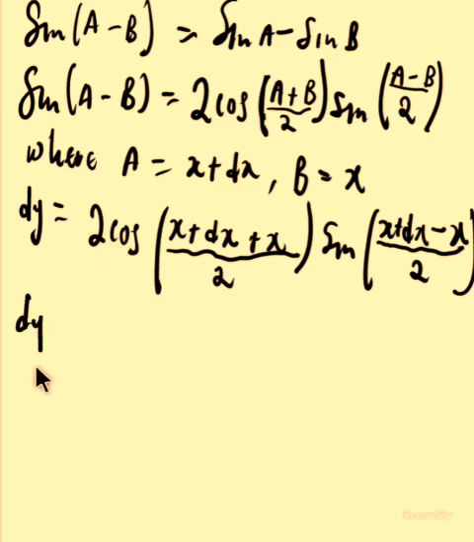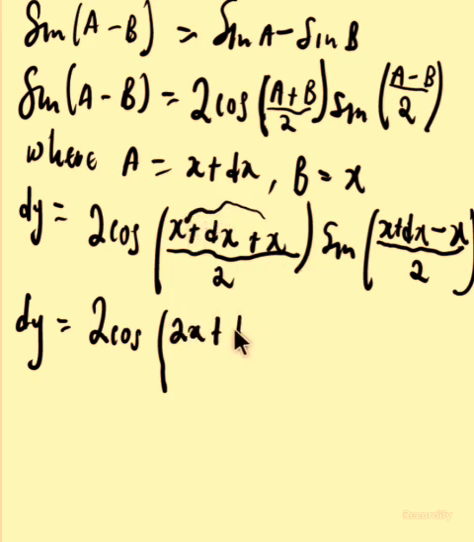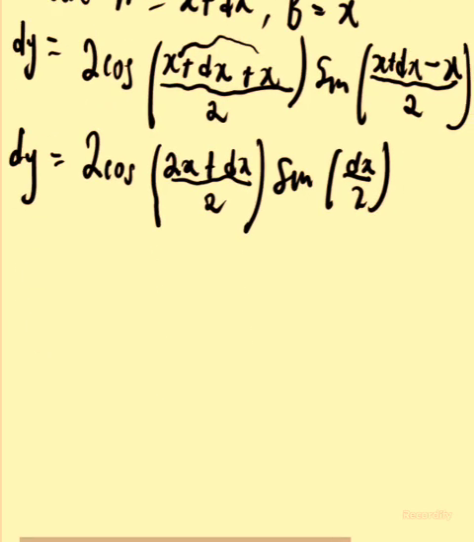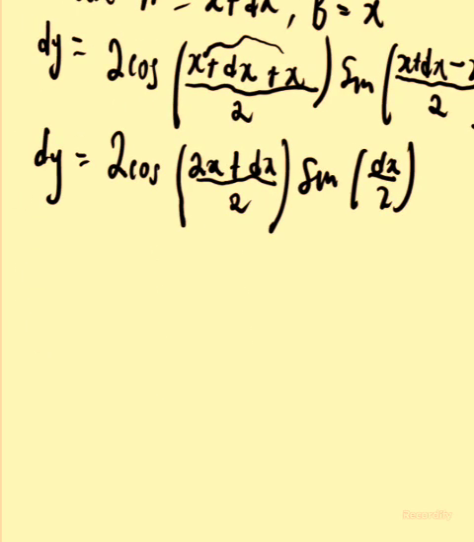We're having y equals 2 cos in bracket of x plus x, that's 2x, this plus this, that's 2x. So I'm going to have 2x plus dx, all divided by 2. Sine here again, x minus x, that's 0, so I'm going to have dx over 2. Let me recap what I just did here, because I've not done something tangible. This is just simple algebra. All right, now let's move on.